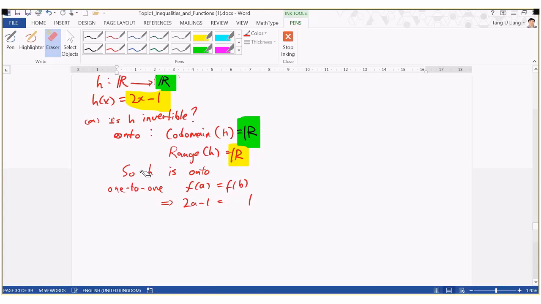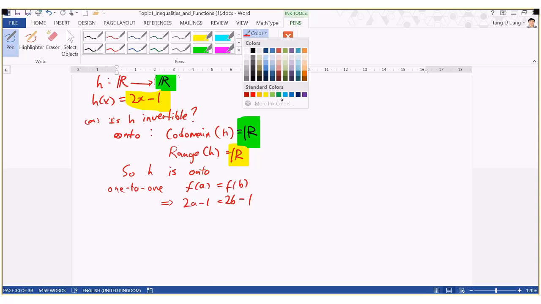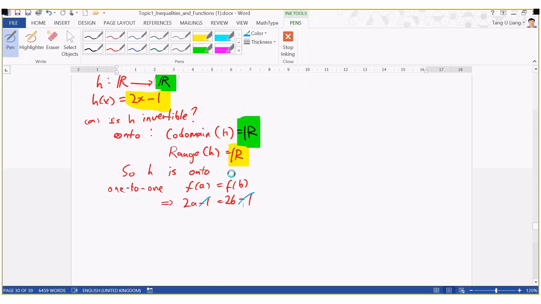So one single output is mapped to by one single input. So it is also one-to-one. So H is one-to-one, and therefore H is invertible.